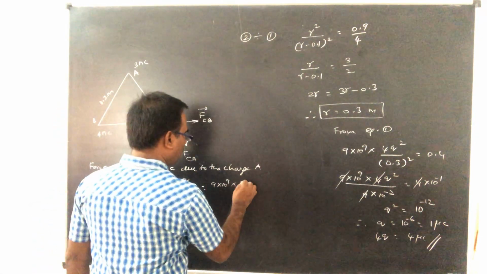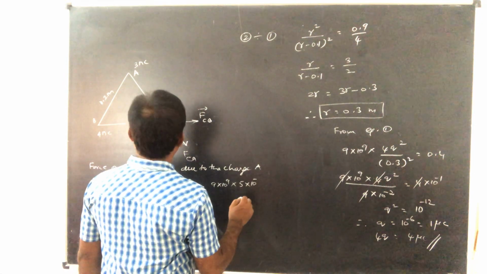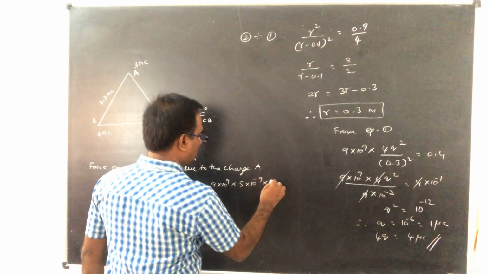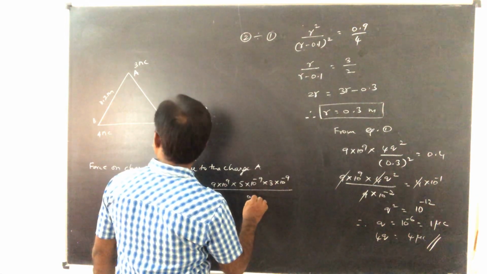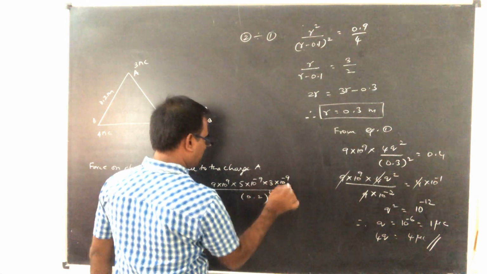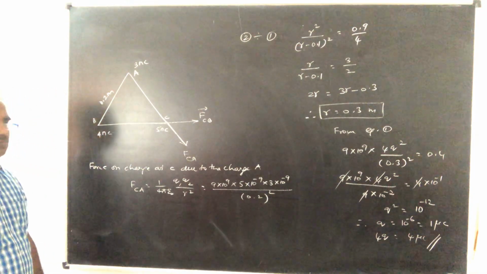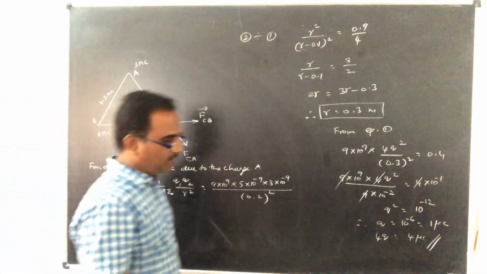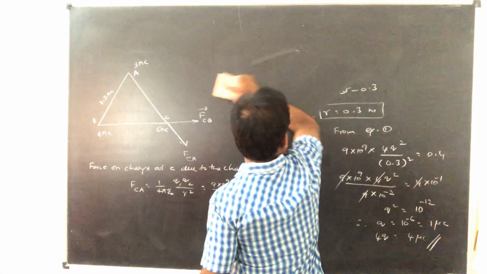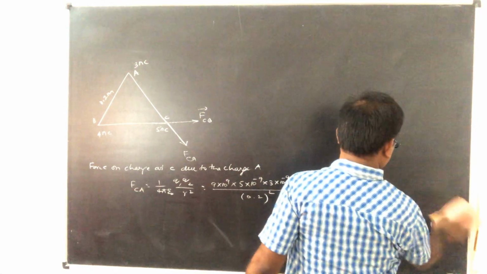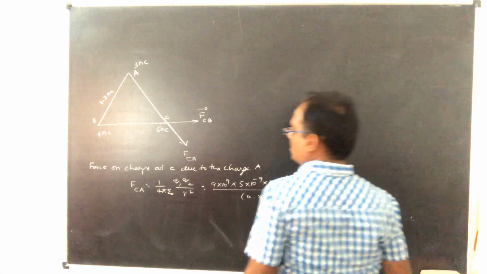One charge is 5 nanocoulomb. Another one is 3 nanocoulomb. So you calculate this one. Similarly, you calculate this one by yourself.